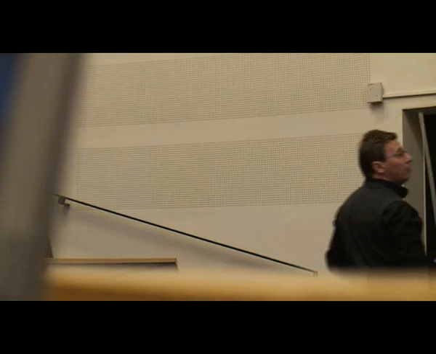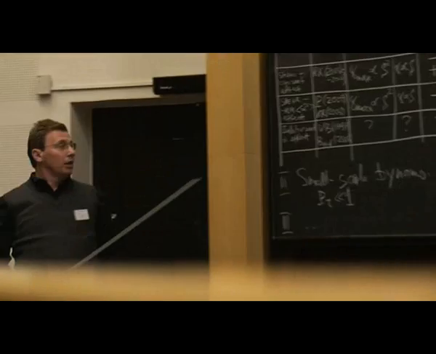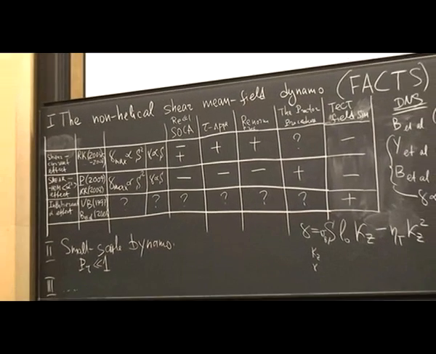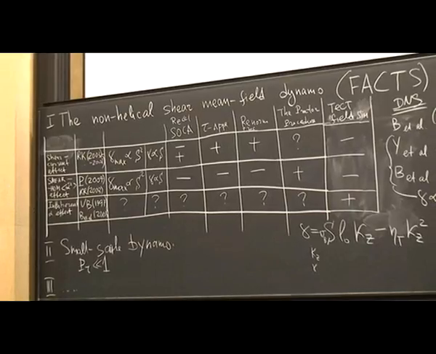The first is the non-helical shear mean field dynamo. Non-helical means that mean helicity equals 0. Here I made a table of facts concerning this issue. From the point of view of theory, the first effect is the shear current effect. The second is the shear homogeneous alpha squared effect. The third is the incoherent alpha effect. Okay, we need to fill this table.